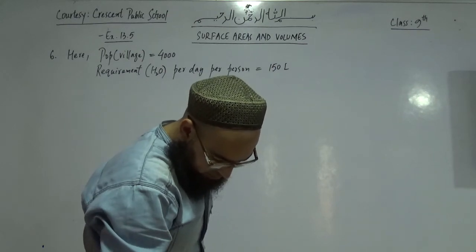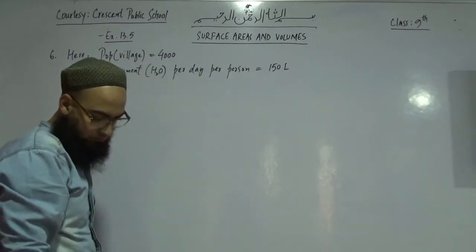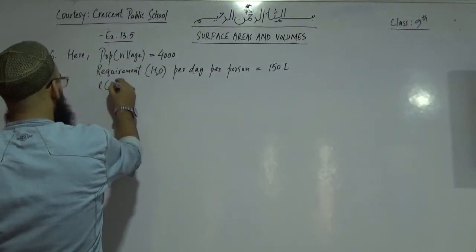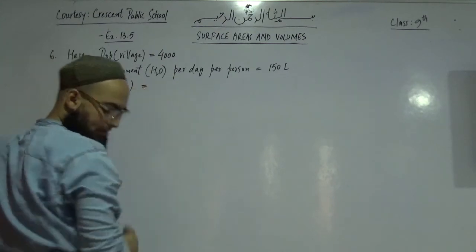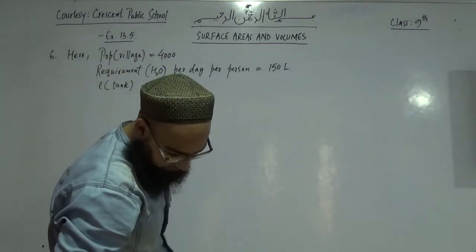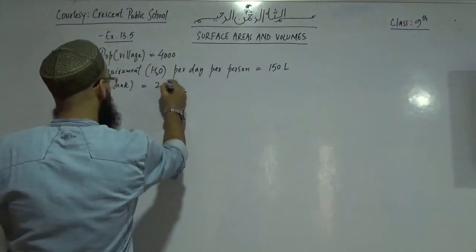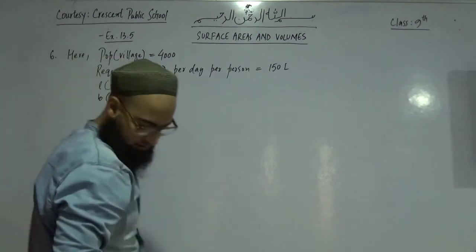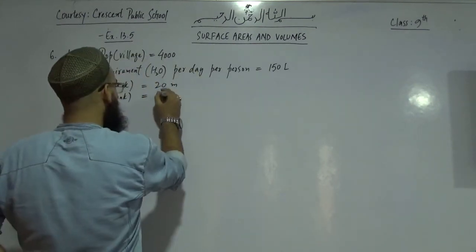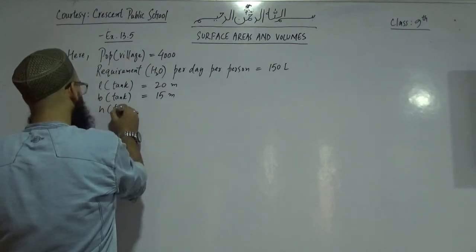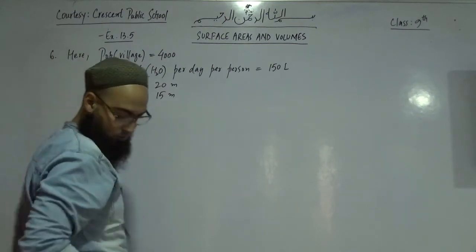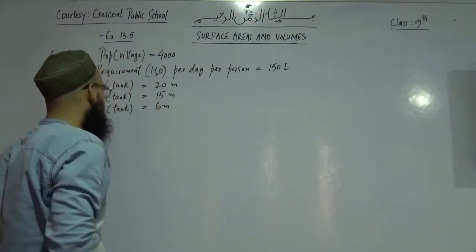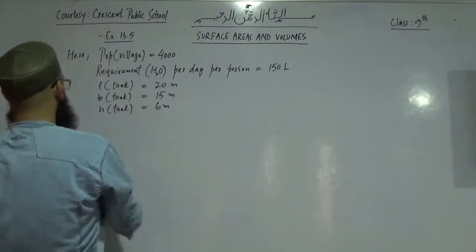It has a tank measuring. There's a tank. Length of tank is 20 meter. Breadth of tank is 15 meter. Height of tank is how much? Height of tank is 6 meter. Let us find the volume of tank.